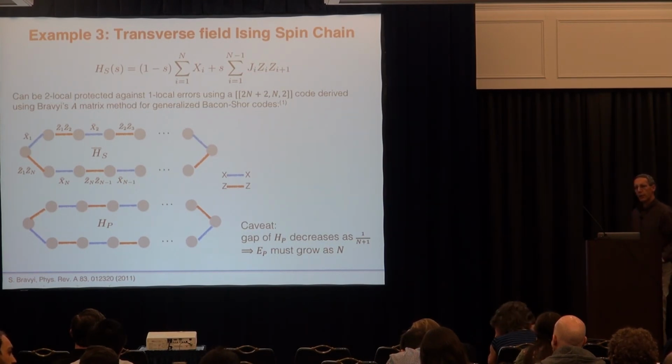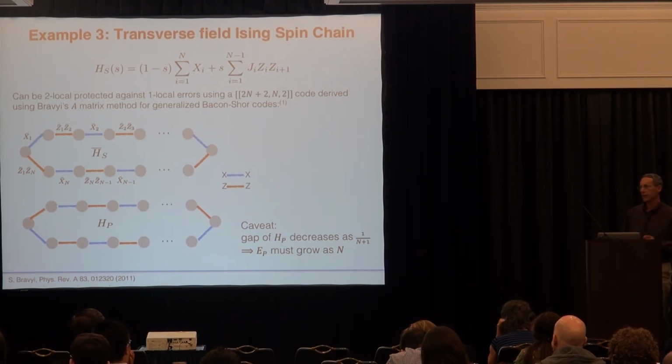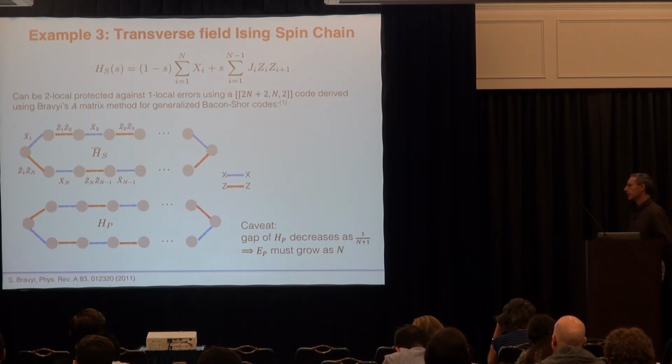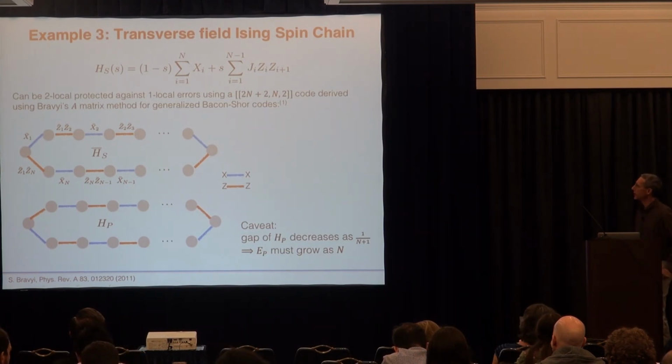Unfortunately, there is a caveat with this example, which is that unlike the previous two examples where the gap was constant, here the gap actually decreases like 1 over n plus 1. And this is not so good because it means that you also have to increase the energy penalty like n in order for the protection to remain in place. But still, apart from that, we can protect using only two local interactions.